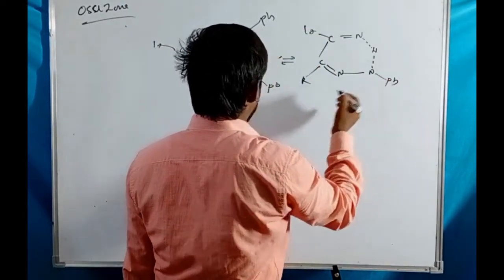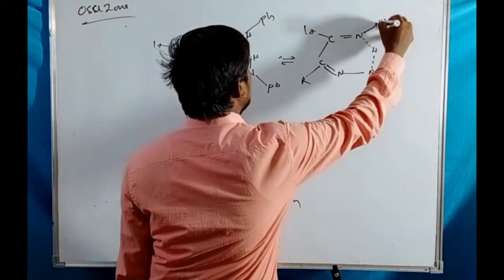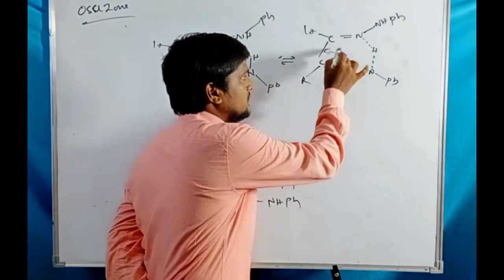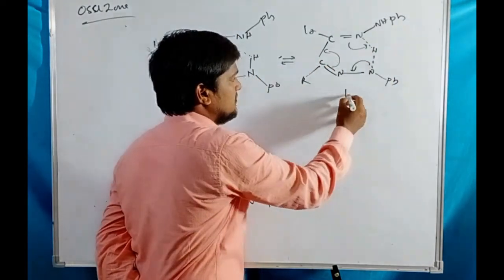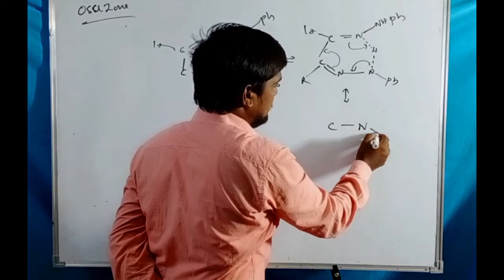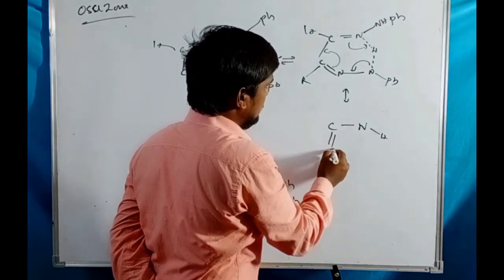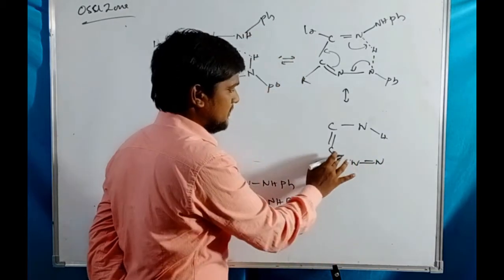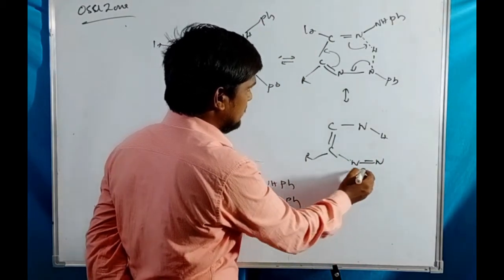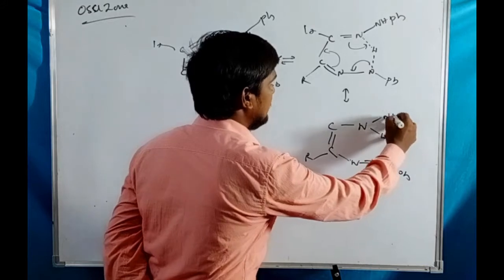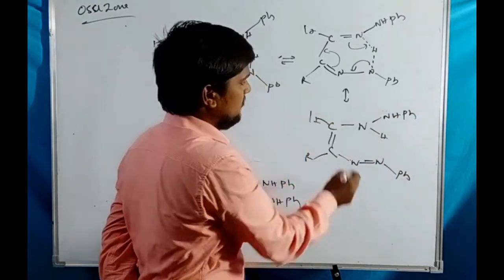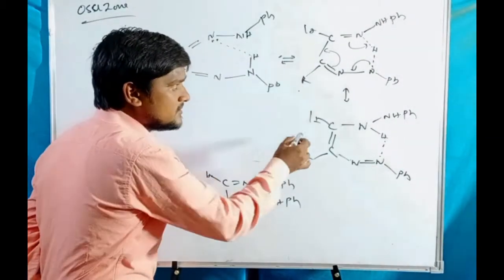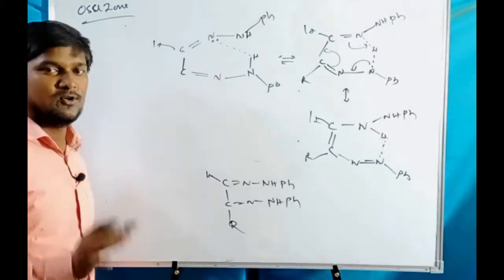N phenyl, NH phenyl. So these undergo resonance stabilization and will produce these types of products. Now here it is N double bond N, not C double bond N, here it is C single bond N. Here it is phenyl, here it is NH phenyl H. Again, it undergoes this type of isomerization. So this resonance stabilization will stop at three moles of phenylhydrazine consumption.